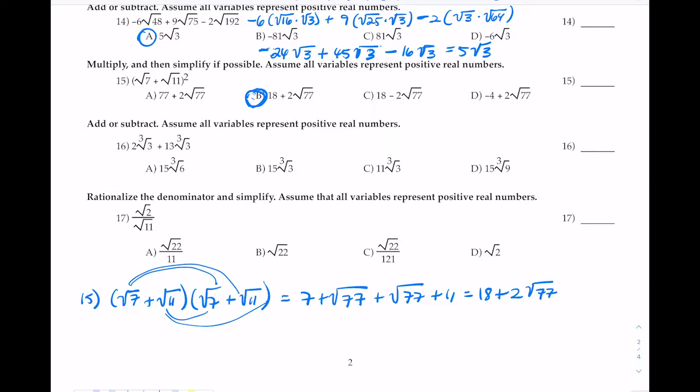Number 16, again, we're adding here. We have like radicals. They're both cube roots. So I'm just going to add the outsides, 2 plus 13. That gives me 15. And then don't forget to put the 3 back in there. It's still a cube root of 3. So this will be letter B.